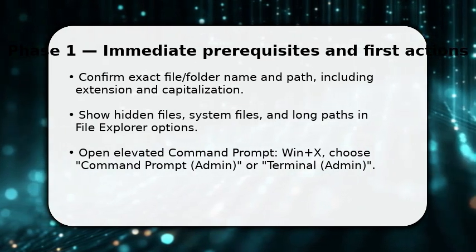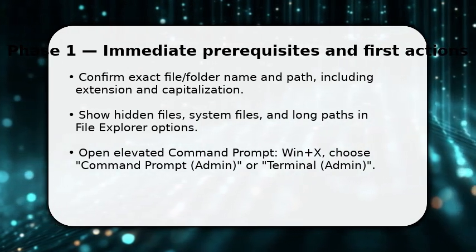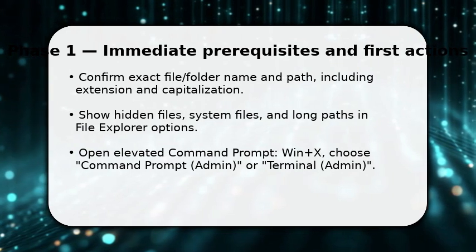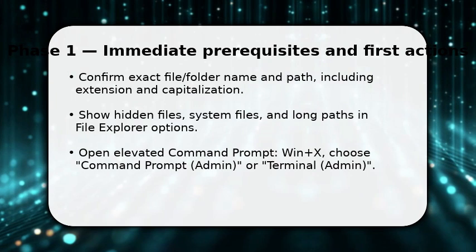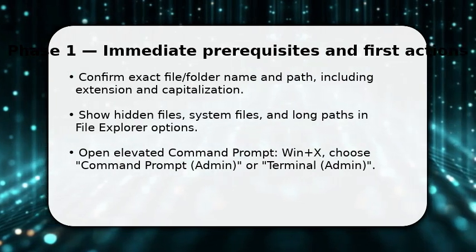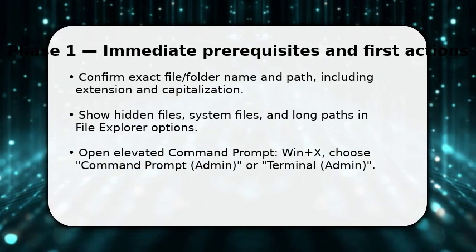Next, open an elevated command prompt or terminal as administrator. This gives you permission to inspect locked or protected objects. Make sure to note any unusual characters or very long paths. Windows may truncate them. With these prerequisites complete, you're ready to locate or target the item for deletion.